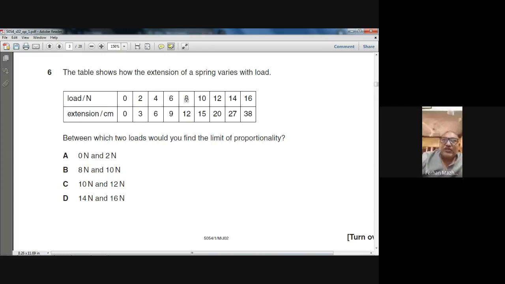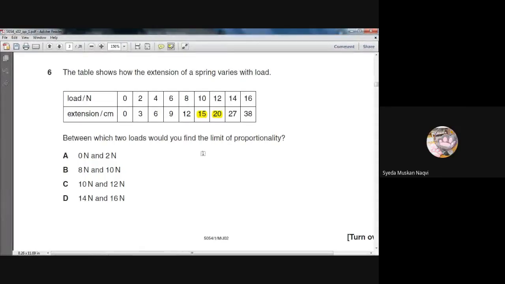Then from 6 to 8, the extension goes 9 to 12. That's good. From 8 to 10, 12 to 15, again the same. From 10 to 12, the extension changes from 15 to 20. You see here we have a problem. What is the problem? The extension is no more 3 centimeters. Here the extension is 5 centimeters.